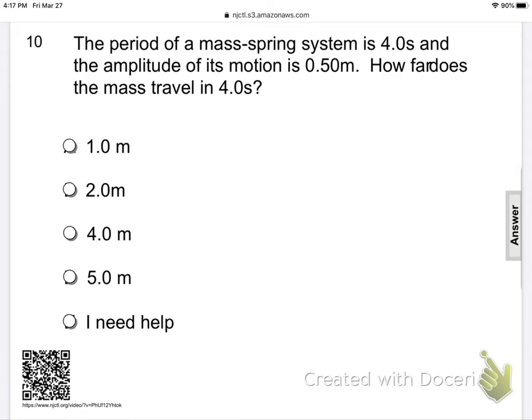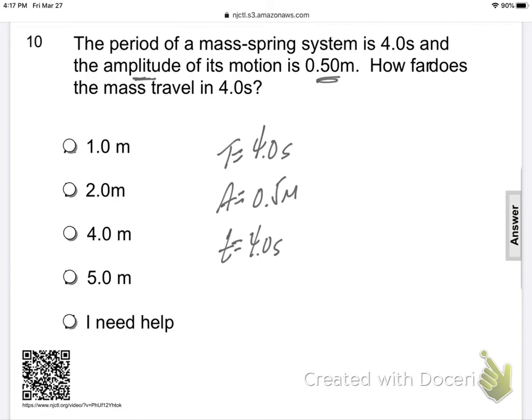The period of a mass spring system is 4 seconds, and the amplitude of its motion, there's something new. The amplitude of its motion, that means what's the maximum this thing will travel from the equilibrium? And they're saying that's a half a meter. So amplitude is 0.5 meters. How far does the mass travel in 4 seconds?